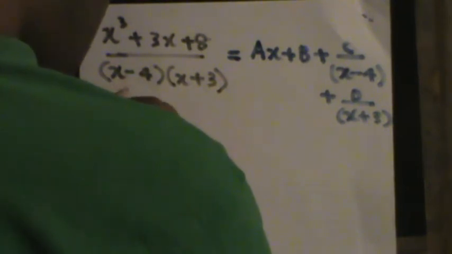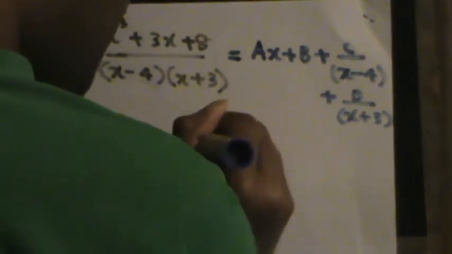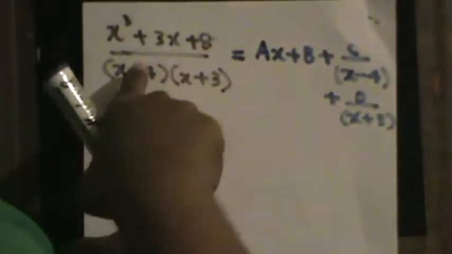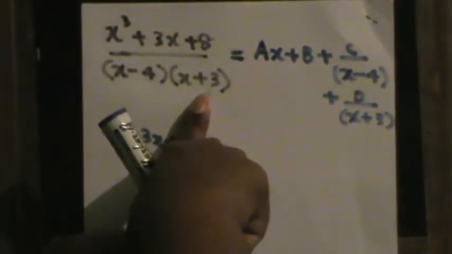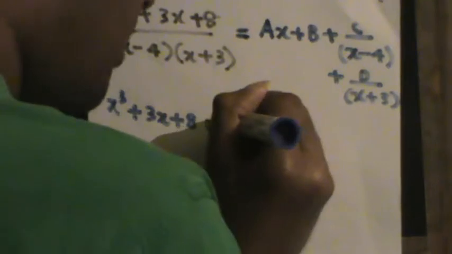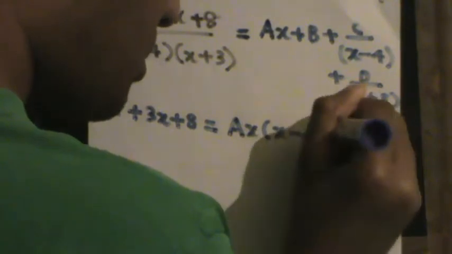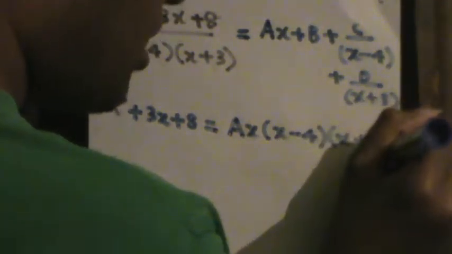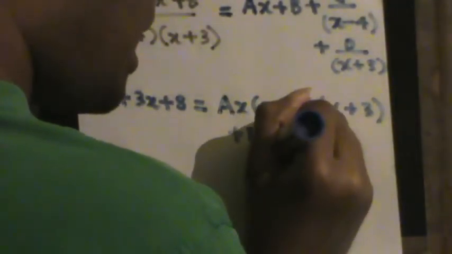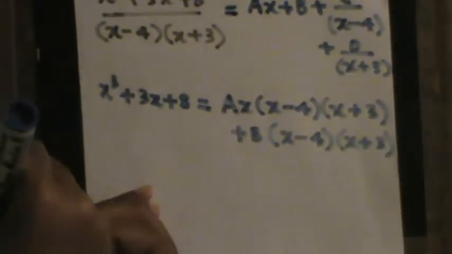So that will be x cubed plus 3x plus 8 equals, now when I multiply x minus 4 times x plus 3 by ax plus b, because there is no function to cancel off, I will get the whole function here. That will be ax plus b times x minus 4 times x plus 3, right? Plus b also, when I multiply it will be the same. I will get the whole denominator, x plus 3, right?